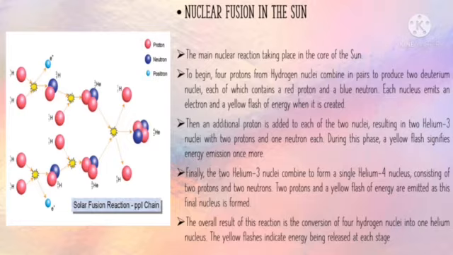Then an additional proton is added to each of the 2 nuclei, resulting in 2 helium-3 nuclei with 2 protons and 1 neutron each. During this phase, a yellow flash signifies energy emission. Finally, the 2 helium-3 nuclei combine to form a single helium-4 nucleus, consisting of 2 protons and 2 neutrons. 2 protons and a yellow flash of energy are emitted as this final nucleus is formed. The overall result of this reaction is the conversion of 4 hydrogen nuclei into 1 helium nucleus. The yellow flash indicates the energy being released at each stage.